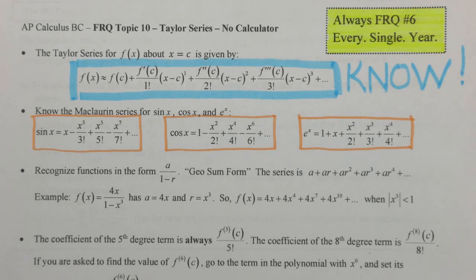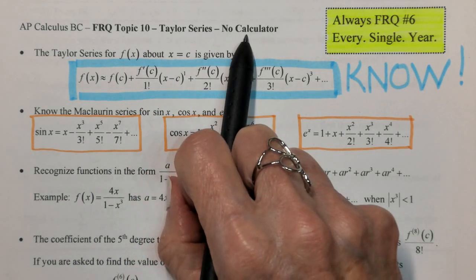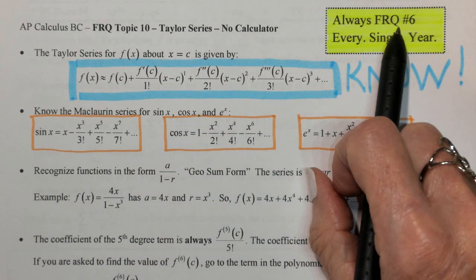Today we're doing the last of our FRQ topics, Topic 10, Taylor Series. These are always no calculator, always number 6. Okay?